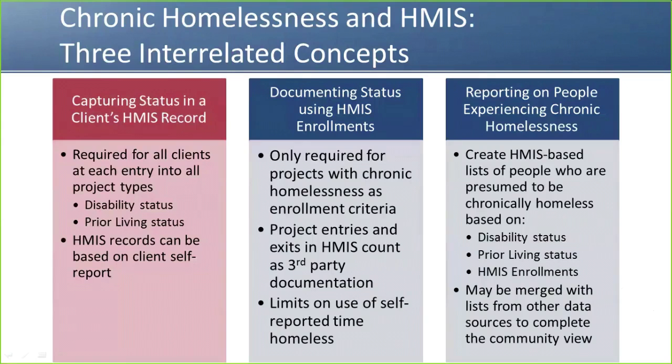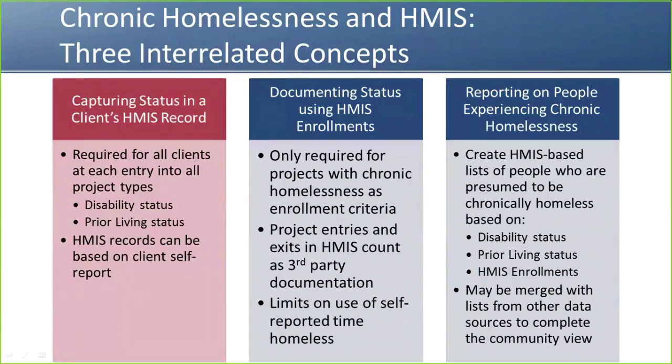So this particular webinar will cover capturing a client's chronic homeless status in their HMIS record according to the client's self-report at project entry. The other key concepts, as you can see here on the slides, are using your HMIS to document a client's chronic homeless status for eligibility purposes. To do this, you would need to look at a client's HMIS enrollment records rather than the self-reported data on length of time homeless that's collected at each project entry. This documentation activity is only necessary for those projects with chronic homelessness as an enrollment criterion.